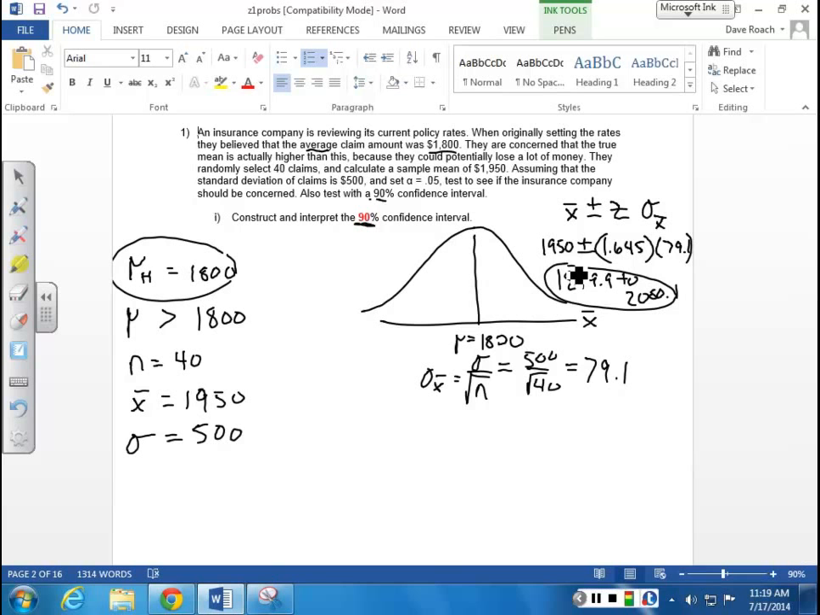And now I'm going to draw this interval in relation to the sampling distribution. There's our 1800, but our interval starts at 1820, or 1819.9, starts here and goes up to 2080. The key point on that is the entire interval is greater than 1800. Therefore, we will conclude that the population mean is greater than 1800 because the entire interval is greater than 1800.